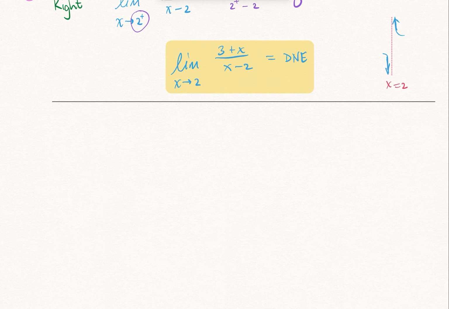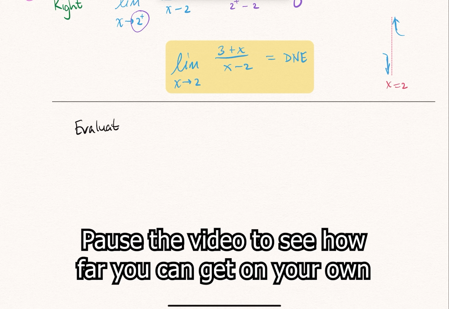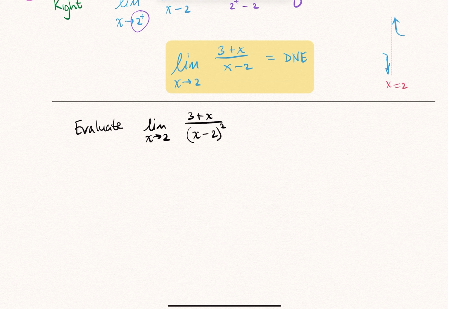Now this next example is nearly the same as the previous one. We'll just change it very slightly, and we'll see what happens. We evaluate the limit as x goes to 2 of 3 plus x divided by the quantity x minus 2 squared. We're just going to see what the effect of squaring the denominator is. Again, we plug in the a, see what happens. 3 plus 2 over 2 minus 2 squared. We get 5 over 0 squared, which is 5 over 0.